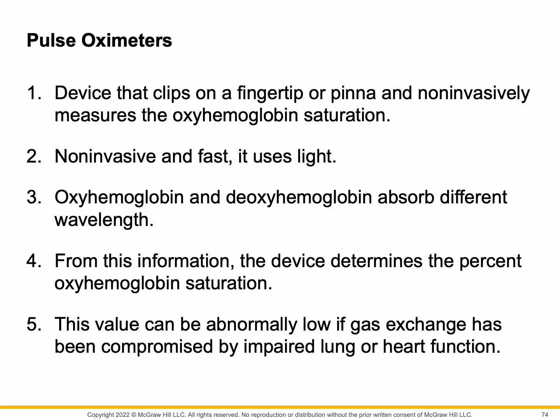By now, all of us have used a pulse oximeter when we go to the doctors. This is the device that clips on a fingertip or a pinna and non-invasively will measure the oxyhemoglobin saturation. This measurement is non-invasive, it's fast, it uses light. The oxyhemoglobin and deoxyhemoglobin absorb different wavelengths, and from this information, the device determines the percent of oxyhemoglobin saturation. This value can be abnormally low if gas exchange has been compromised by impaired lung or heart function.